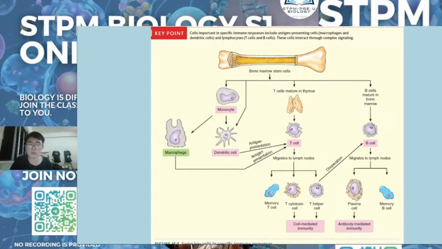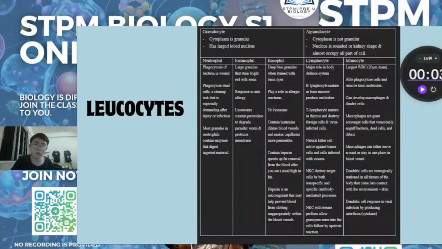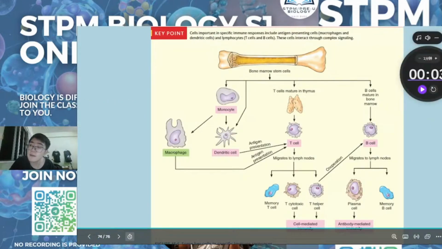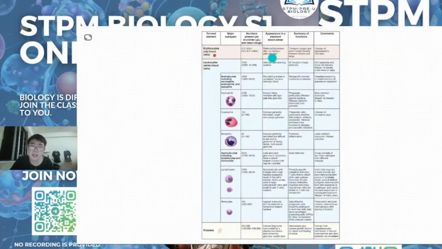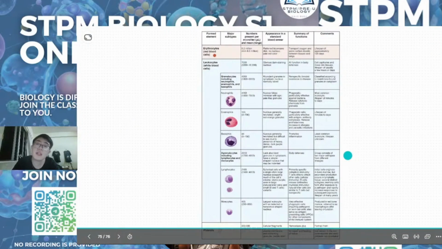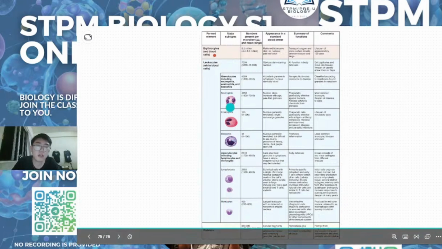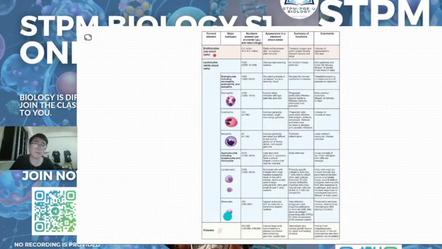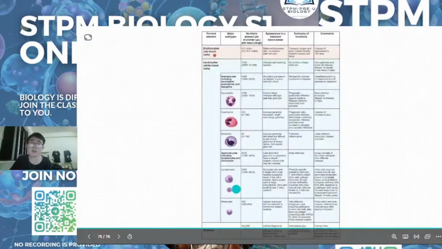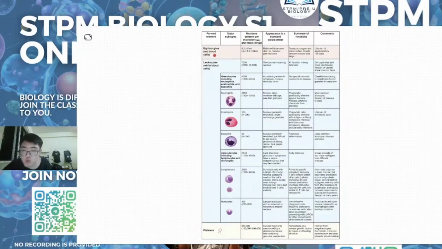So for now you just need to know the structure of leukocyte. This one you need to know. What are the structures? You need to know how to draw it. What is the structure of the leukocyte, and what are the main functions of the leukocyte, and also red blood cell and platelet. Okay, so that's all for animal specialized tissue.